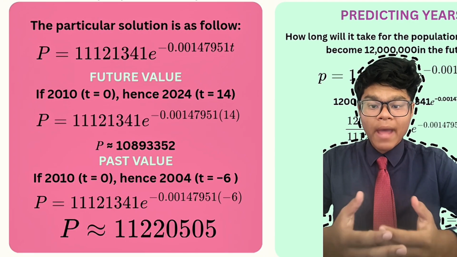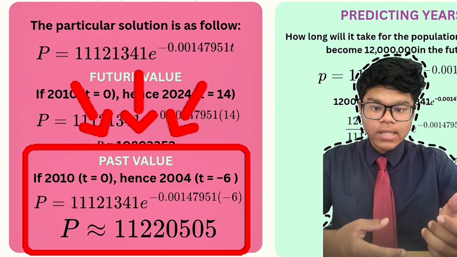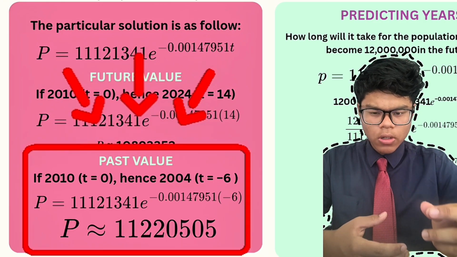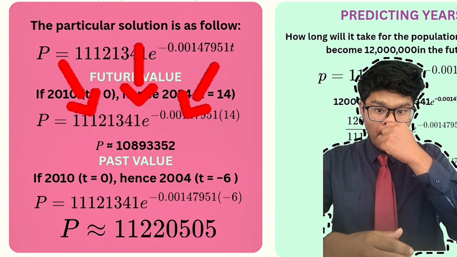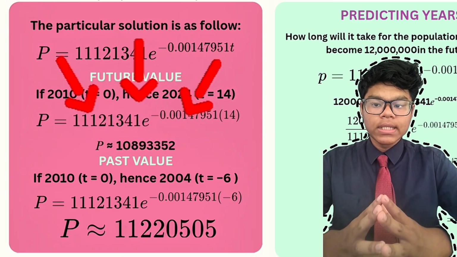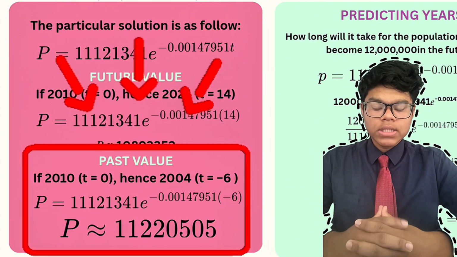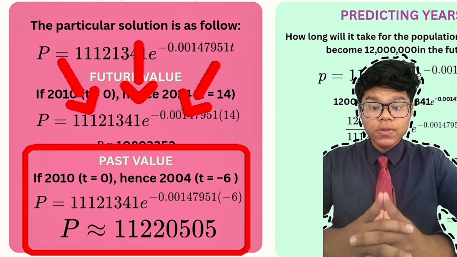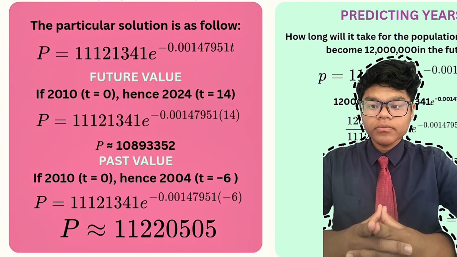Now for calculating the past value, we'll use 2010 as our anchor, as our reference point, and you'll minus it by 6 in order for us to calculate the population in 2004. Thus, it would be t equals -6 for 2004. If you plug that into the particular solution equation, we will be getting around 11 million.